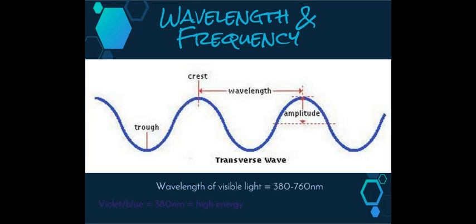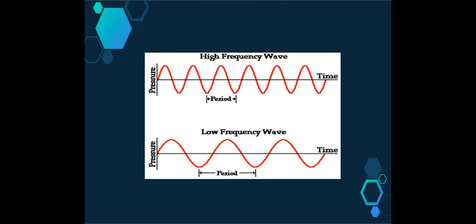Light in the violet to blue part of the spectrum travels as short waves with a maximum wavelength of about 380 nanometers, and these are referred to as high energy waves. So short wavelength, high frequency, carrying lots of energy. Light in the red part of the spectrum travels as longer waves with a maximum wavelength of about 760 nanometers, which carry a lot less energy than the ones at the other end. Frequency is linked to the energy of a wave simply because if a wave has a high frequency, it travels faster, and therefore the energy moves through at a much quicker rate.